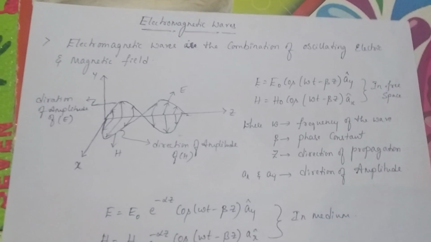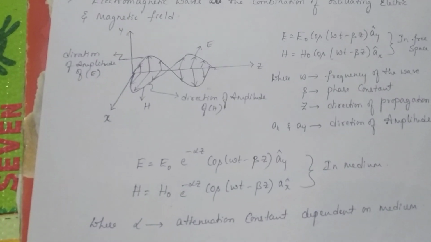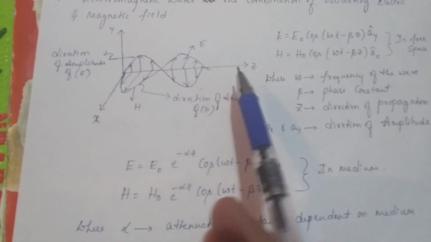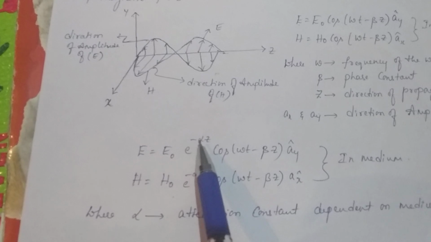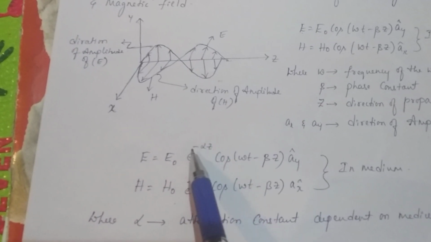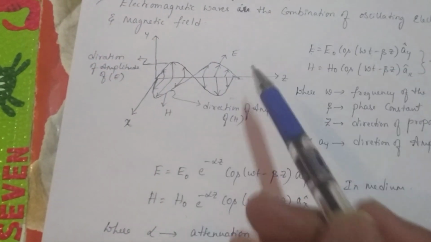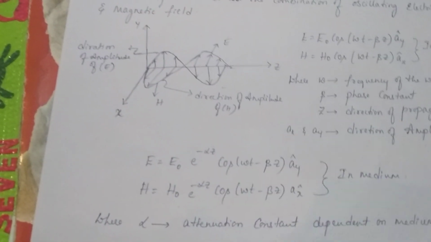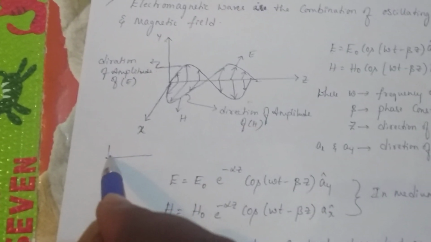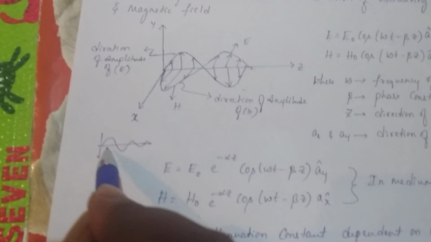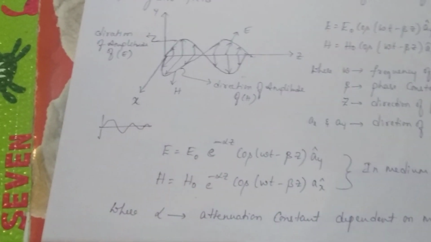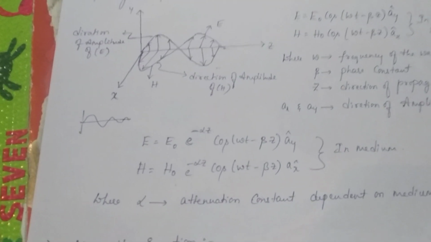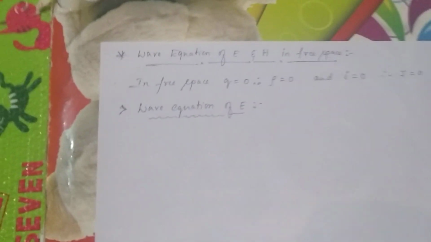In free space there is no disturbance, so there will be no attenuation. If the wave is propagating through a medium, then the equation is E is equal to E naught e power minus alpha z. This minus alpha z indicates the decrease in amplitude. If the wave propagates in a medium, the amplitude of the wave keeps on decreasing exponentially, hence we write it as e power minus, and alpha denotes the attenuation constant which depends on the medium.